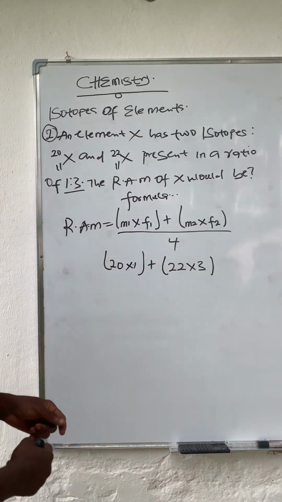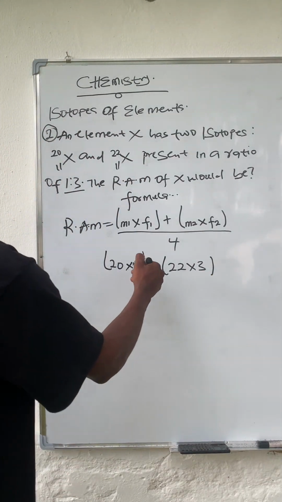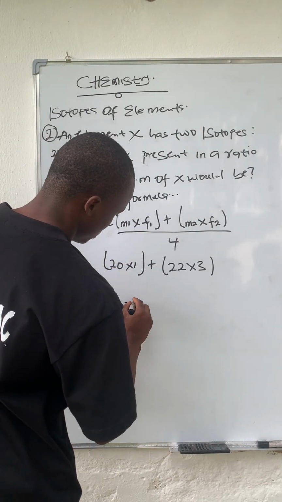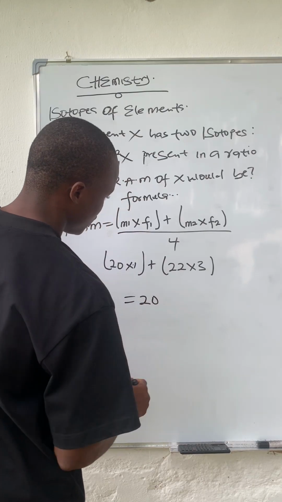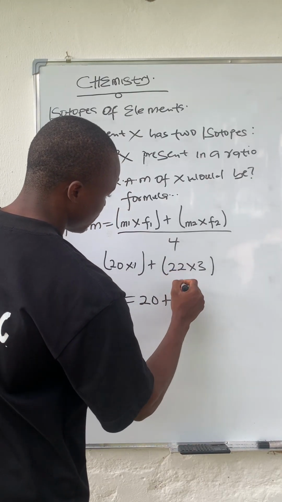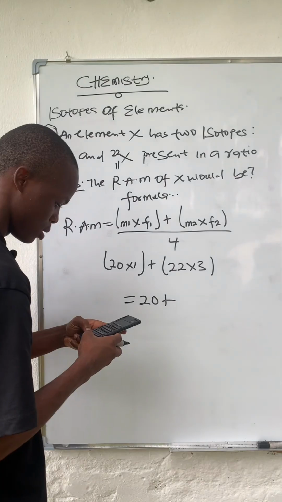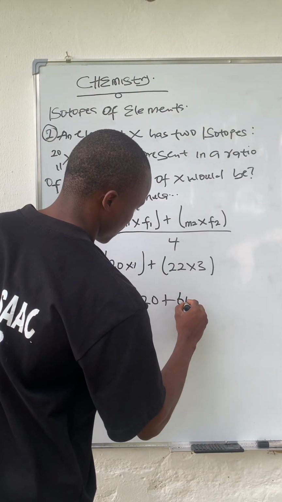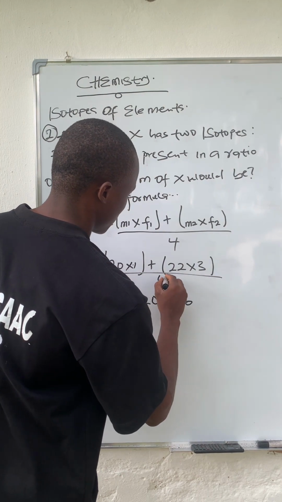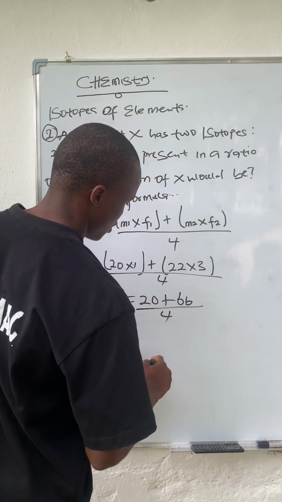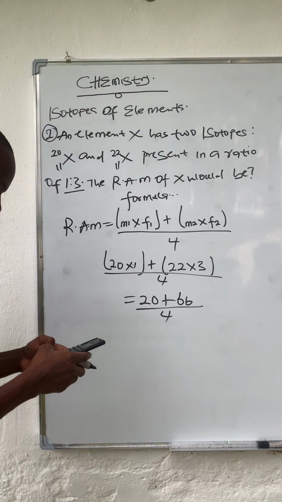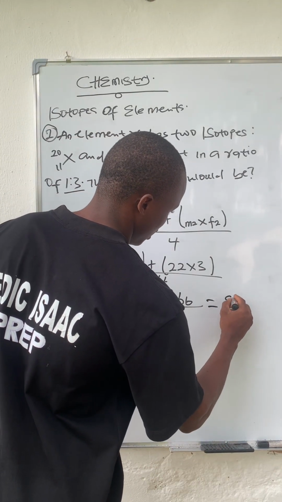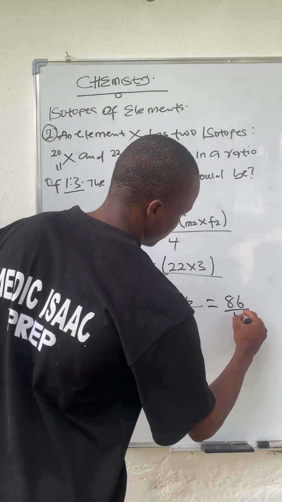So next thing you have to do is multiply. 20 multiplied by 1 will give us 20. Do you get? So plus 22 multiplied by 3 will give us 66. All in 4. So next thing you have to do is to add it up. So I think it's 86, right? So equals to 86 all in 4.